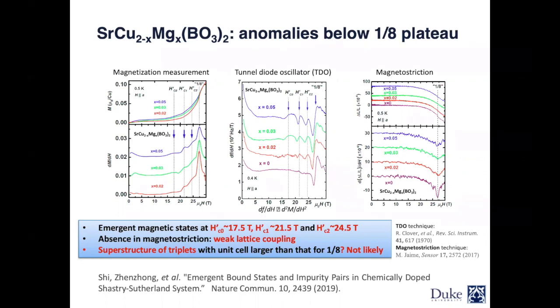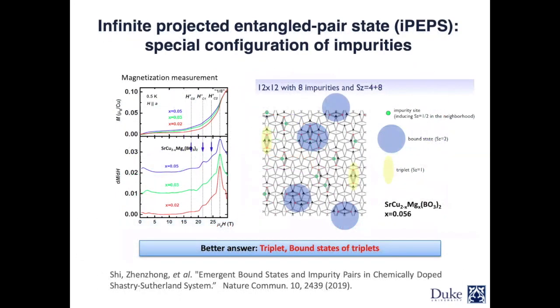If you do magnetostriction measurements, however, we didn't see so much happening as a function of doping. So whatever these are, they are not so much coupled to the lattice. That was what we discovered. Okay, so this is where Frederick and Philip came to our rescue to figure out what's going on here.